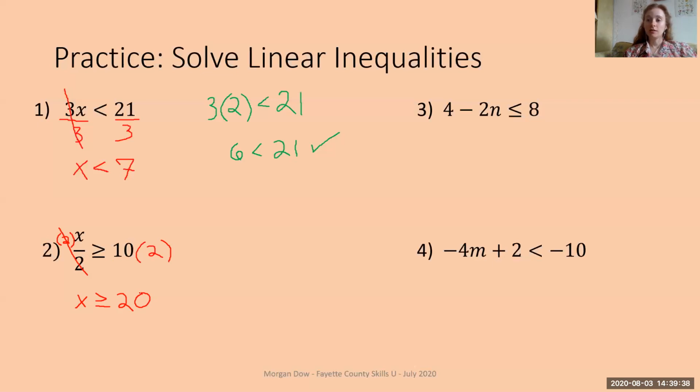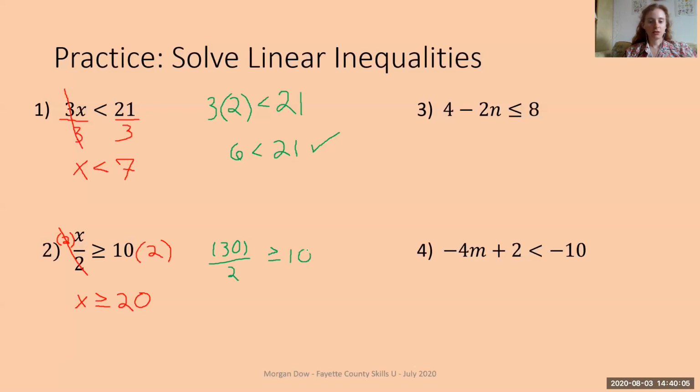Now again, we could double check our answer. Let's choose a number that's greater than or equal to 20, maybe 30. 30 would be nice and easy to work with. So I'm going to replace x with 30 in my original inequality: 30 divided by 2 greater than or equal to 10.